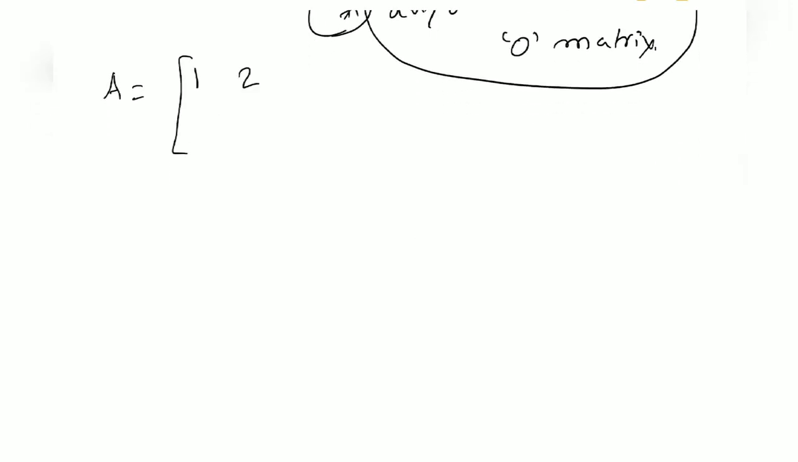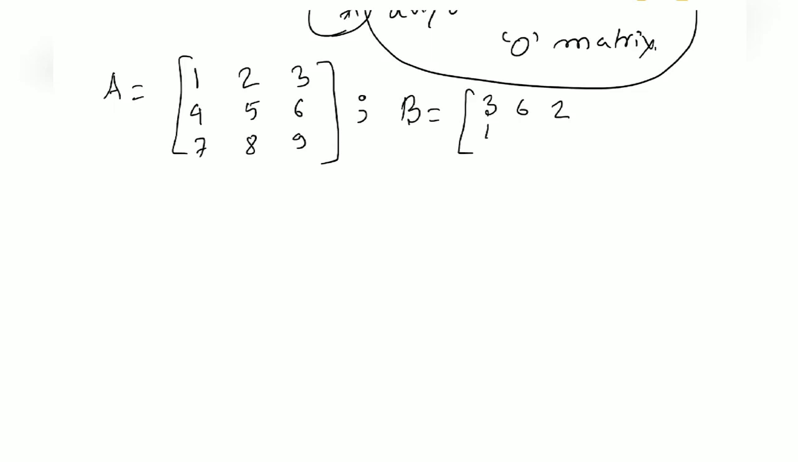Let's say we have a matrix A as 1, 2, 3, 4, 5, 6, 7, 8, 9. Perfect. And we have a matrix B: 3, 6, 2, 1, 3, 4, and 5, 2, 3. Perfect. Okay. Now what we will do is multiply A and B. Fine.